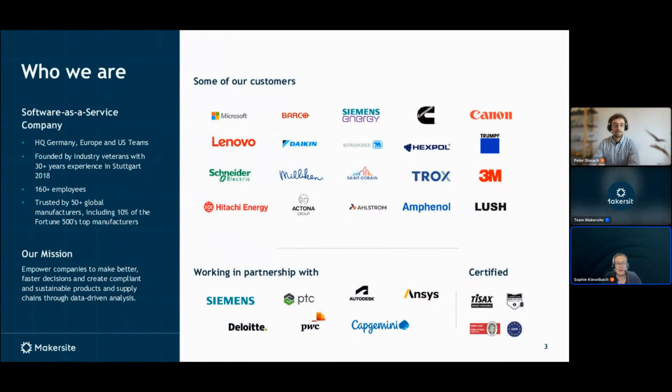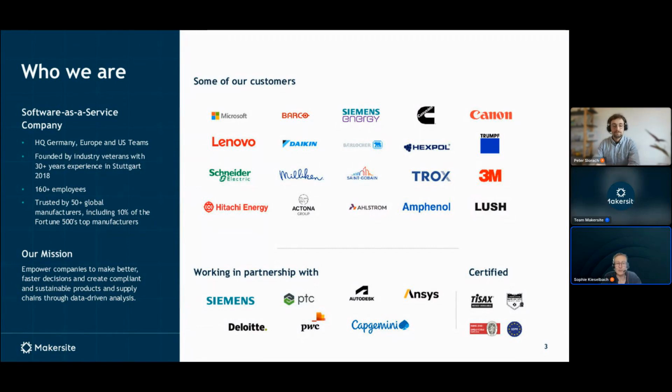Thank you, Peter. So today we'll guide you a bit through, as the title says, transforming chemical data gaps into sustainable product decisions. We'll have a nice intro, and we'll also have a short demo. But first, before we get to that, I just have a few words about Makersite for those that do not know us yet. So who are we?